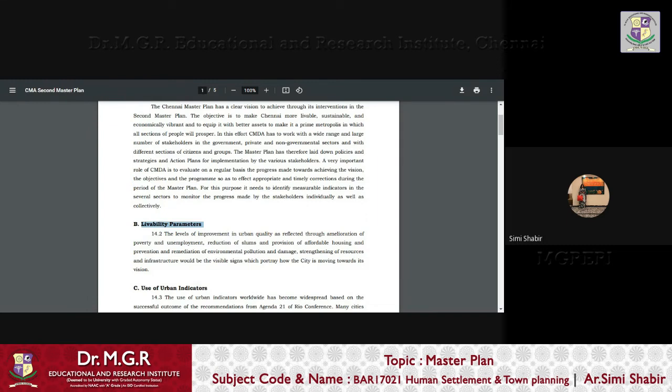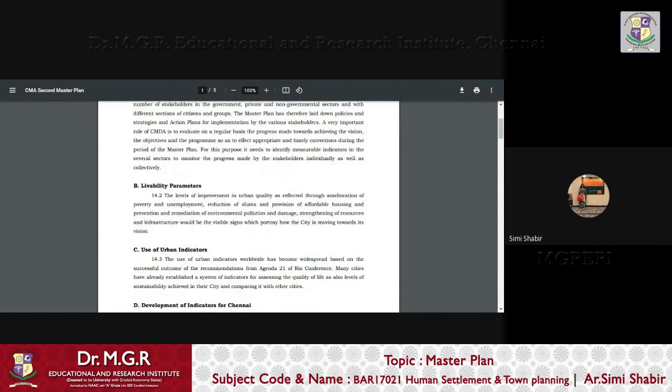So now let us take a look at the livability parameters, since we understand that one of the major visions and objectives was to make Chennai more livable, sustainable. The livability parameters, the levels of improvement in urban quality as reflected through the index of poverty, unemployment, reduction of slums, provision of affordable housing, prevention and remediation of environmental pollution and damage, and strengthening of resources and infrastructure, would be the visible signs which portray how the city is moving towards this vision.